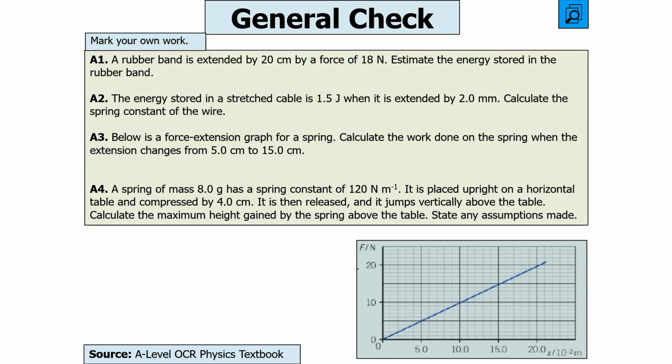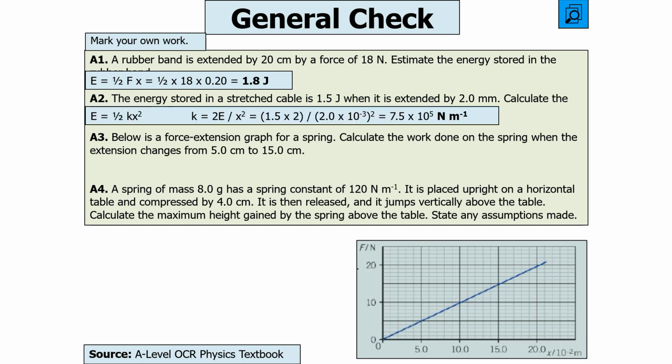Right, in the first question, we know E equals a half Fx. So E equals a half times 18 times 0.20, centimeters into meters. So it's 1.8 joules. Our next question, we can now work it through by doing E equals a half kx squared, so therefore k equals 2E over x squared. So it's 1.5 times 2 over 2 times 10 to the minus 3, millimeters into meters, all squared there, so it's 7.5 times 10 to the 5 newtons per meter.